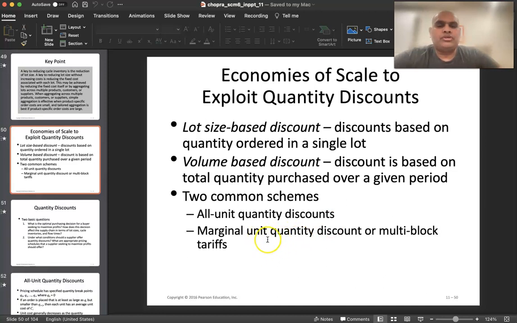As opposed to marginal unit quantity discount, which is like our taxes, where for a certain number of units, you don't get any discounts. Anything more than that, you get discounted, but only for that piece, right? So that's marginal quantity discounts. And we will see both of those. In this video, we'll look at all unit quantity discounts, and in further videos, we'll talk about marginal quantity discounts and other issues related to quantity discounts, right?